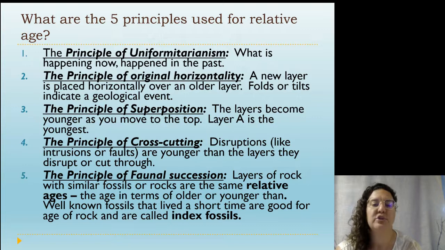The principle of superposition. The layers become younger as you move to the top. So layer A under the grass is going to be the youngest layer. The principle of cross-cutting. So disruptions, such as intrusions or faults, are younger than the layers they disrupt or cut through. And then the principle of faunal succession. So similar fossils or similar rocks are of the same relative ages, in terms of older than or younger than.